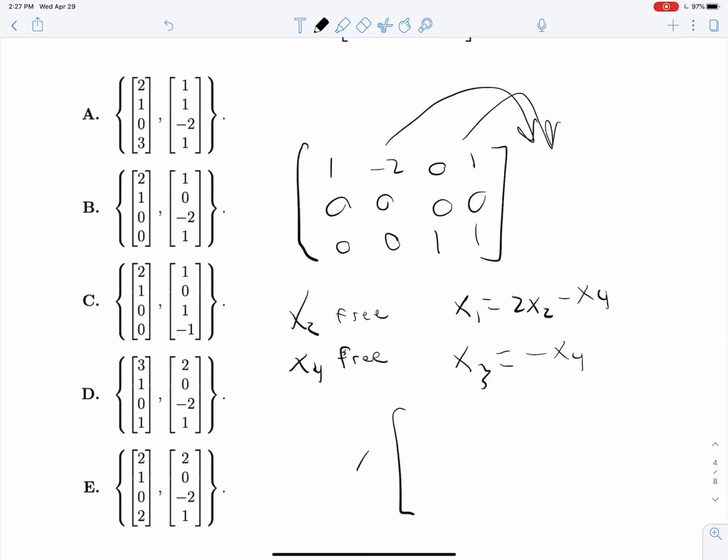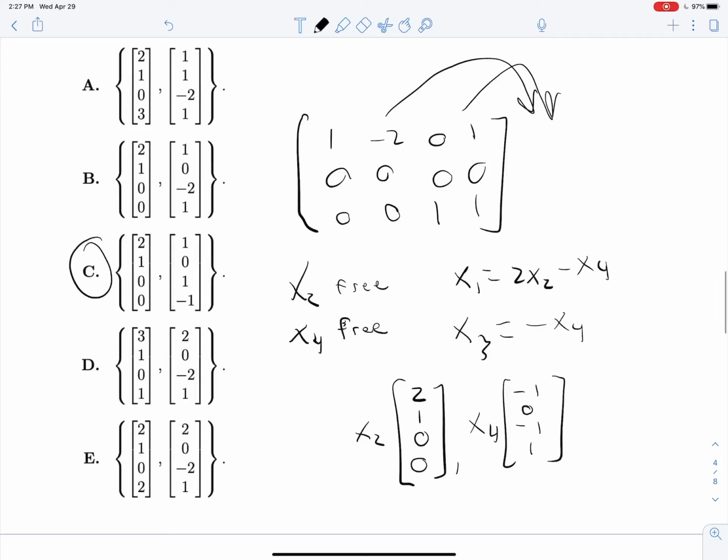So our vectors here, if we're making an x2 vector, 2 x2s is equal to x1, then 1 x2 is equal to itself, and x3 is not dependent on x2, and neither is x4. Then for an x4 vector, negative 1 x4 is equal to x1, 0 x4 is equal to x2, negative 1 x4 is equal to x3, and then x4 is equal to 1 of itself. And almost had a little mental breakdown there, but C is our correct answer.